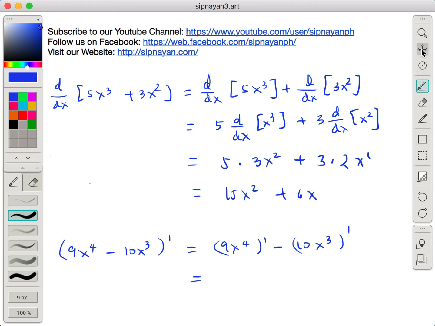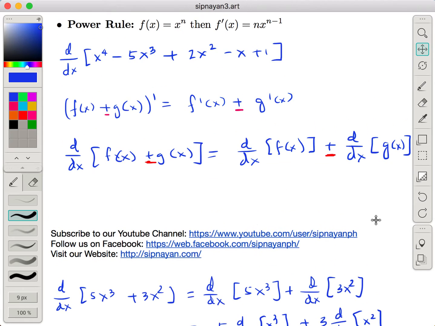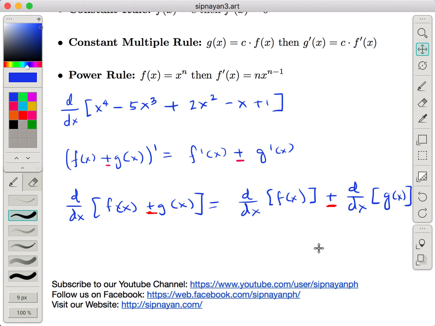Okay, so this is equal to, actually bihira itong ginagamit, no, yung notation na to, but siguro hindi ko na ito masyadong gagamitin. We have 9 times the derivative of x to the 4th, no? The derivative minus 10 times the derivative of x cubed. This is the constant multiple rule, no? Yung bullet number 2, no?